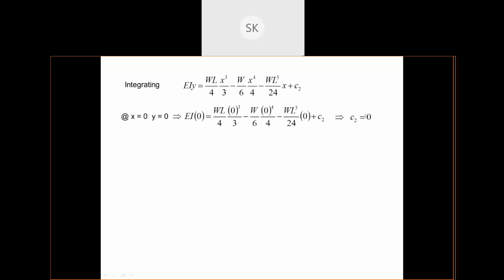find out the value of C2, I got 0. Place the value of C2 in this equation, and this is my final deflection equation of a simply supported beam with UDL, uniformly distributed load. I know the deflection is maximum at the midspan, that is x equal to L by 2. So I got the maximum value as 5WL^4 by 384 EI. This is the magnitude; the negative sign just shows the direction. So this part is clear.